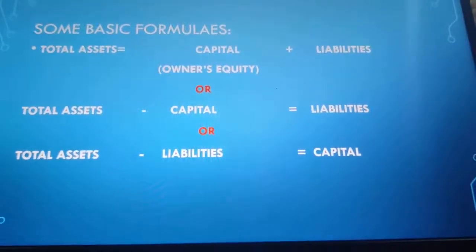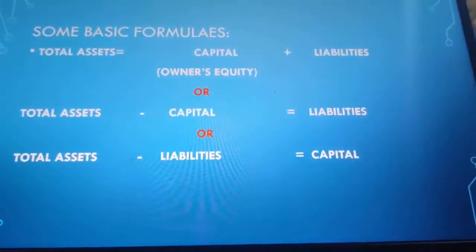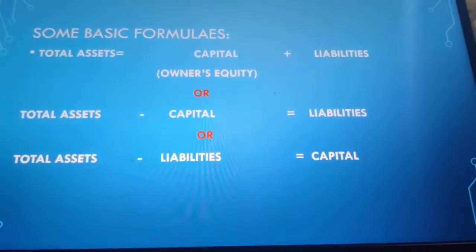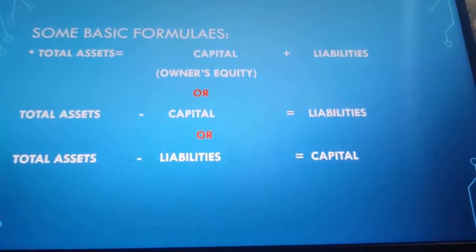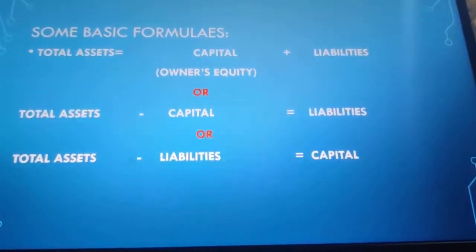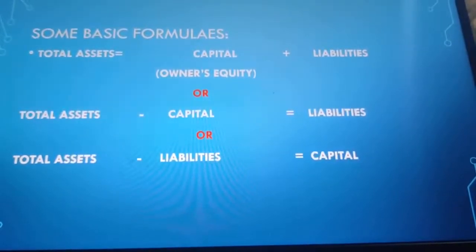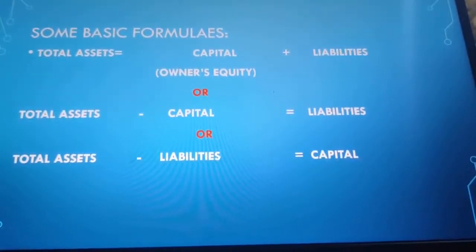Now students, we need to learn some basic formulas. The basic formulas which we are going to use in this chapter to solve our chapter 5 accounting equations as well. Since we all know the basic accounting equation says total assets is equal to capital plus liabilities. And as we all know, capital is also known as the owner's equity, or we can even represent this formula as total assets minus capital will give you your liabilities.